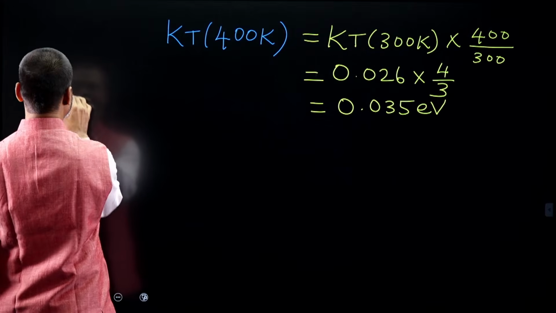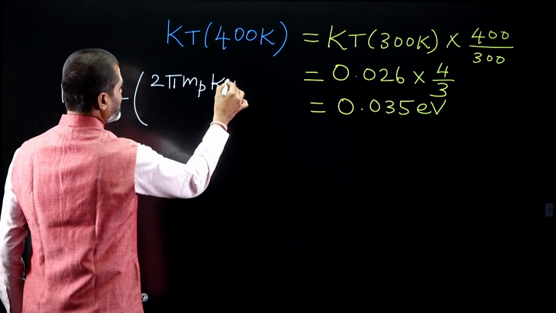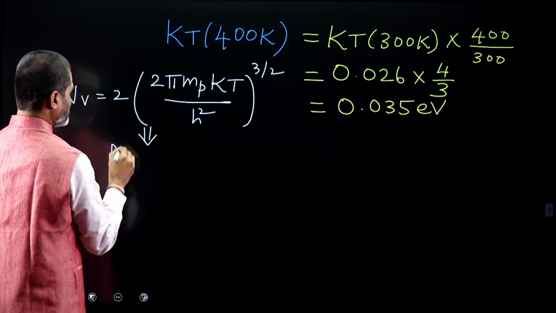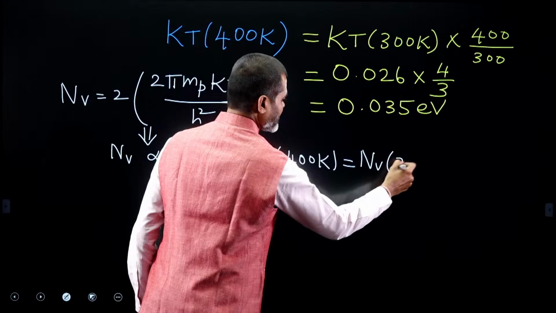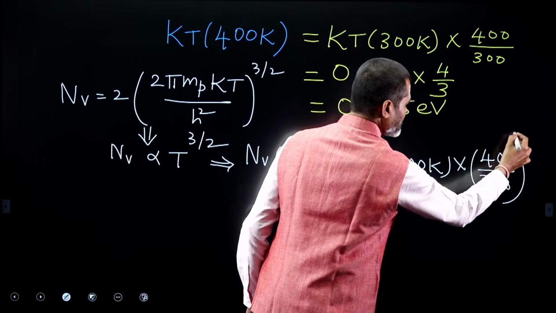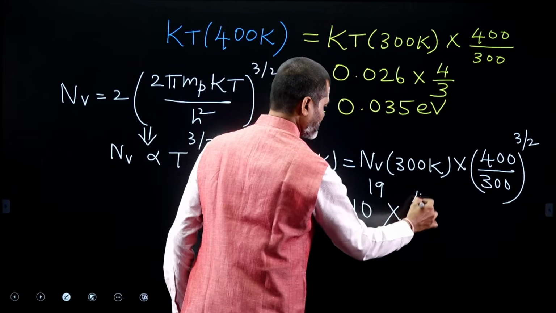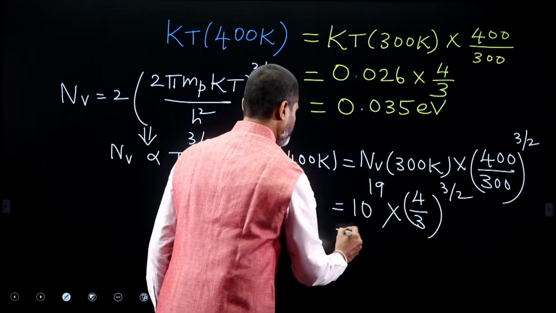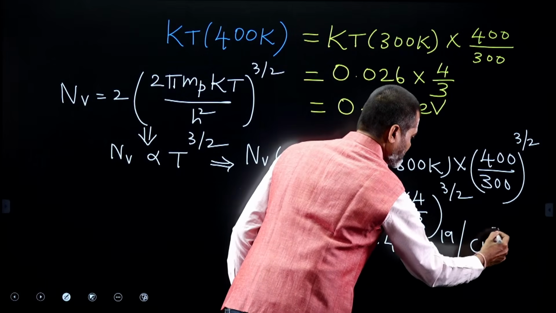Now what about the NV value? We know what NV is, right? NV is 2 times (2 pi m_p kT by h square) whole power 3 by 2. So it is very clear from this that NV is proportional to T power 3 by 2. NV at 300 Kelvin is 10 power 19, which is given in the problem, into (400 divided by 300) whole power 3 by 2, that is 4 by 3 whole power 3 by 2. So this will give you 1.54 into 10 power 19 per centimeter cube.